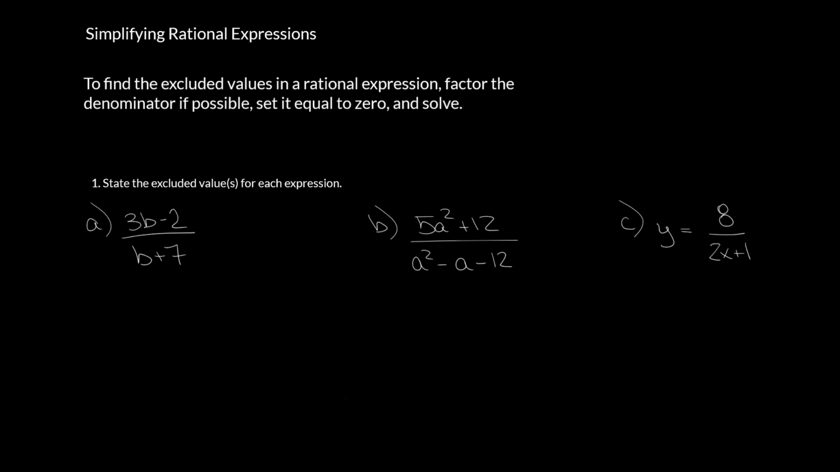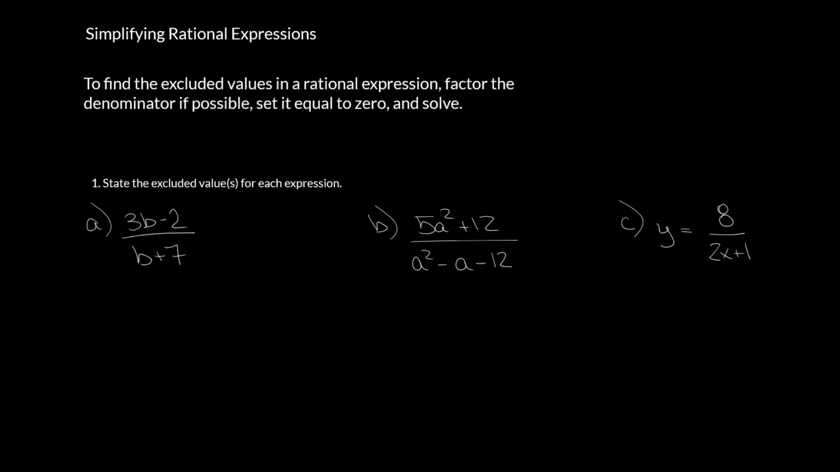In this section, we're going to be simplifying rational expressions. Basically, you just factor if possible, and then cancel out the like factors. To find the excluded values in a rational expression, factor out the denominator if possible, set it equal to 0, and solve. The reason they're called excluded values is because no denominator can equal 0, or it's undefined. So when they ask for the excluded values, they're basically asking what values you would put into the variable in the denominator to make the denominator equal 0.